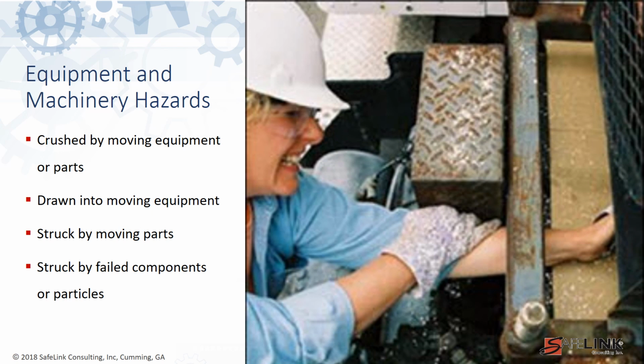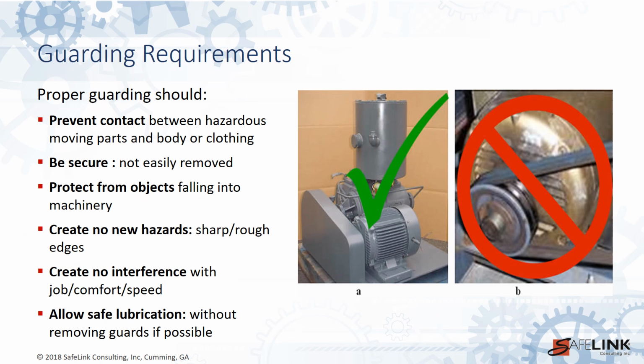Equipment and machinery hazards include being crushed by moving equipment or parts, drawn into moving equipment, struck by moving parts, or struck by failed components or particles. Proper guarding should prevent contact between hazardous moving parts and the body or clothing of a worker. It must be secure and not easily removed. It must protect from objects falling into the machinery, and it should create no new hazards, including sharp or rough edges. And it should create no interference with the job being performed, the comfort of the employee, or the speed of the machine. It should also allow for safe lubrication without removing the guards, if possible.